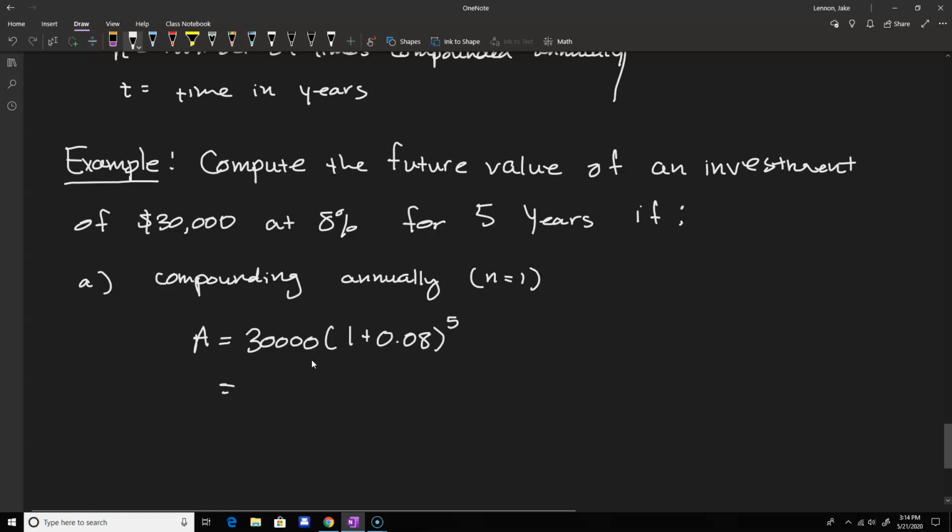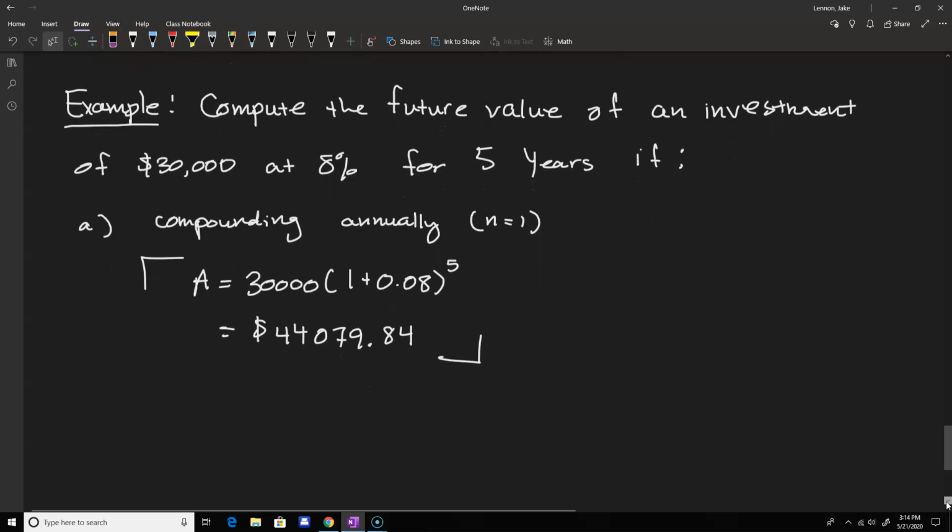So sometimes annually is given as just simple interest. It's kind of a special case of this compound interest formula. So the answer here would come out to $44,079.84. So that would be part A, if we frame that in there.